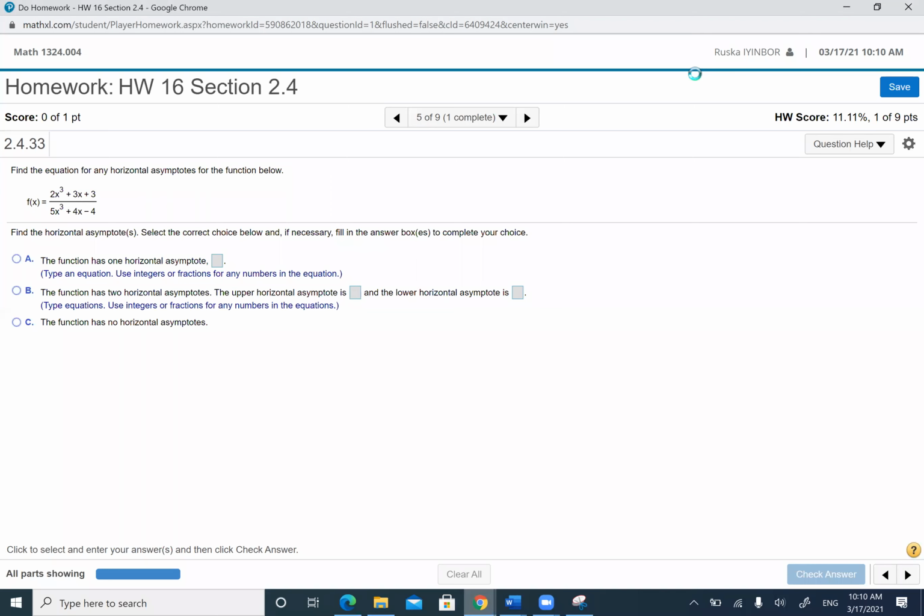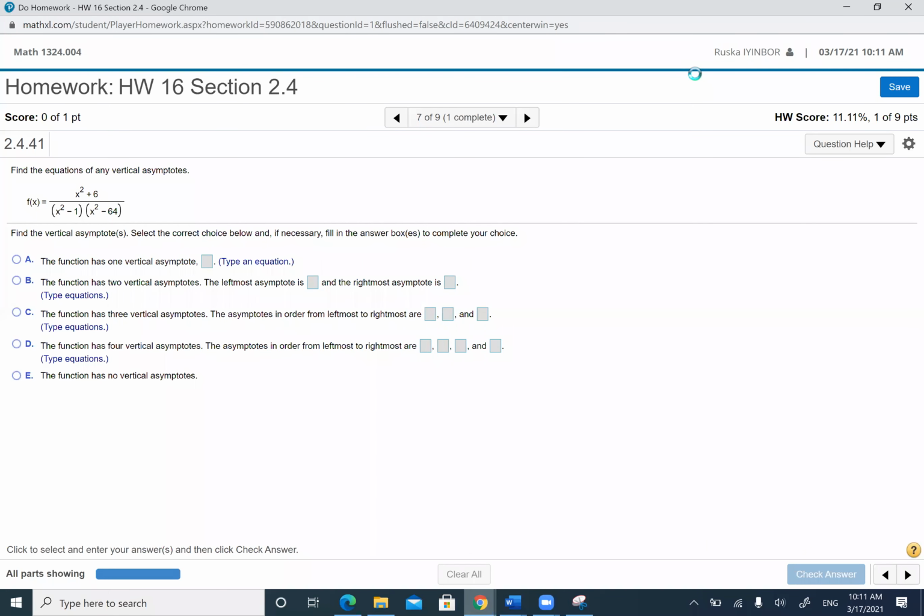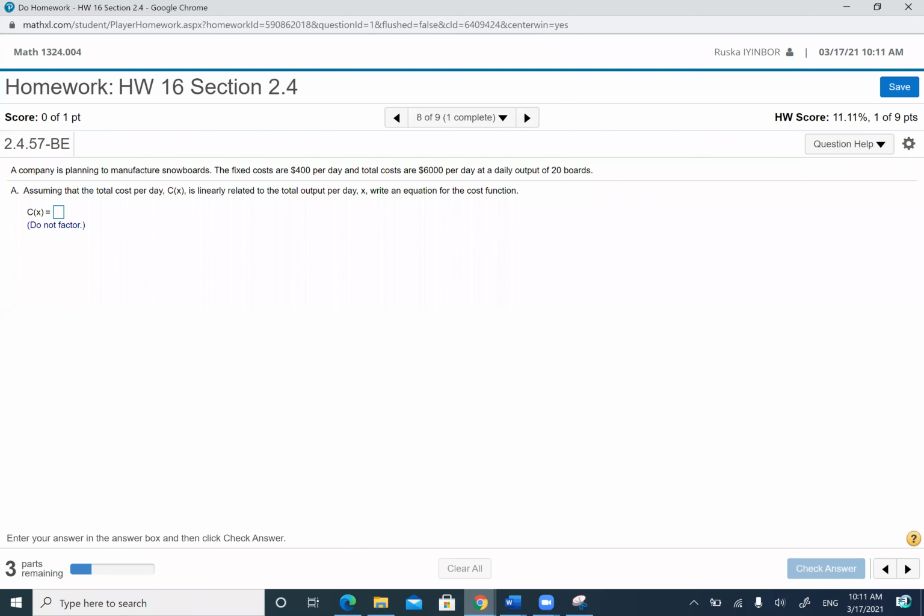Then the next one is, this is the equation, find the horizontal asymptote. We did that. You compare the exponent up and the exponent down, okay? You know that. Horizontal asymptote, we did that also. Vertical asymptote, we did that. You solve the bottom equals 0 and find the asymptotes.